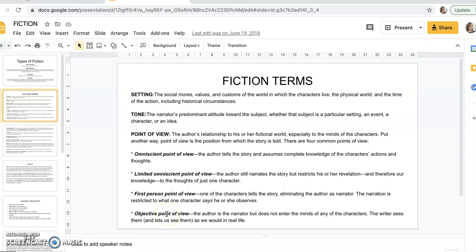And then there's the objective point of view, which doesn't happen often. It's not an all-seeing character, but they report on what different people are thinking at different times. And it moves between characters all the time. It doesn't happen very often, but it's interesting when it does.